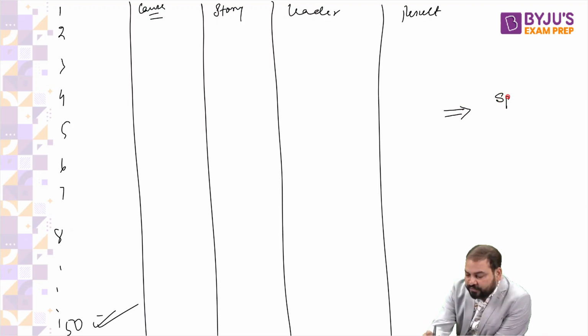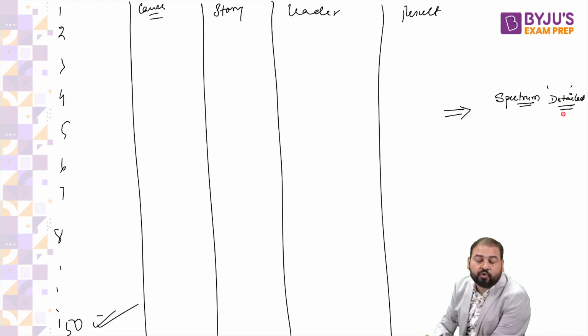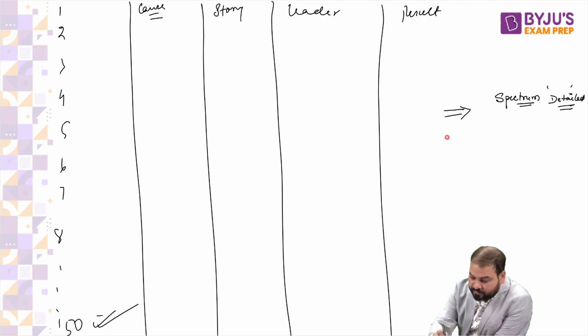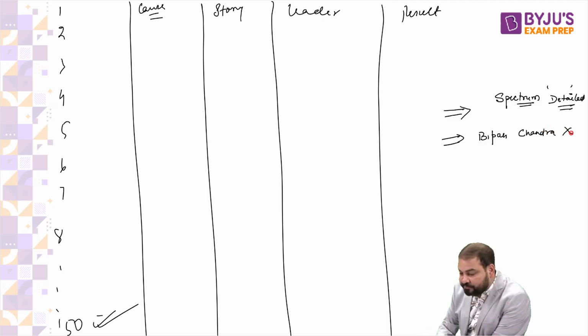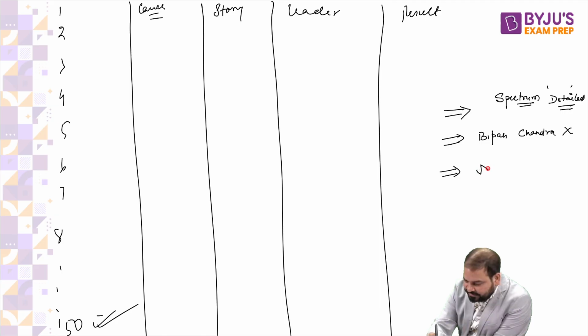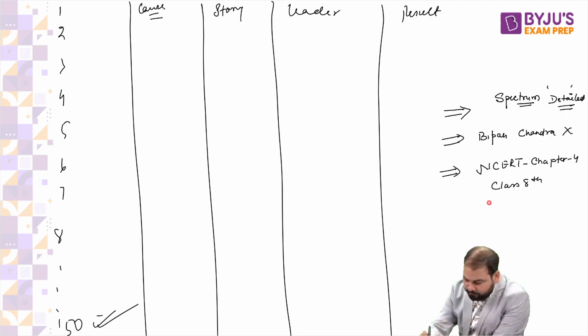Those who are studying from Spectrum, it is very, very detailed here. I would suggest don't read Spectrum for this chapter. Already I told you, this is not given in Bipin Chandra. This chapter is not available in Bipin Chandra. The only source that I am asking you to use is NCERT chapter 4, class 8, plus this lecture.